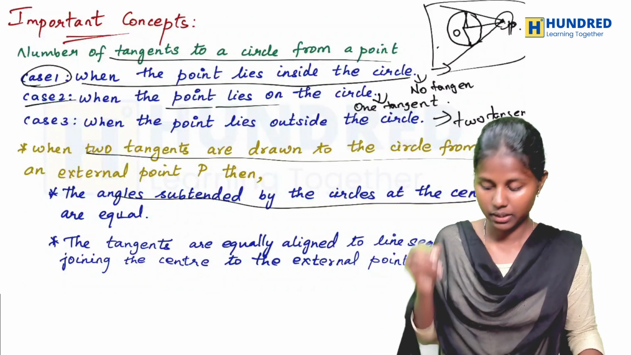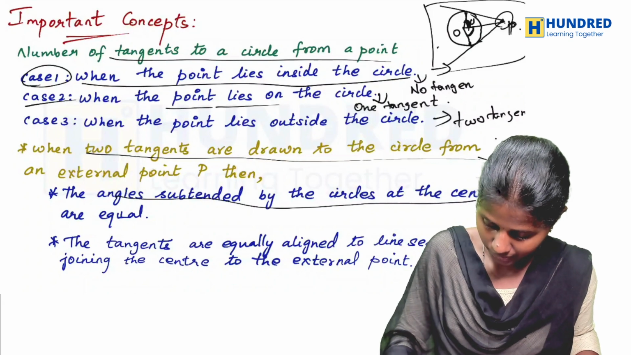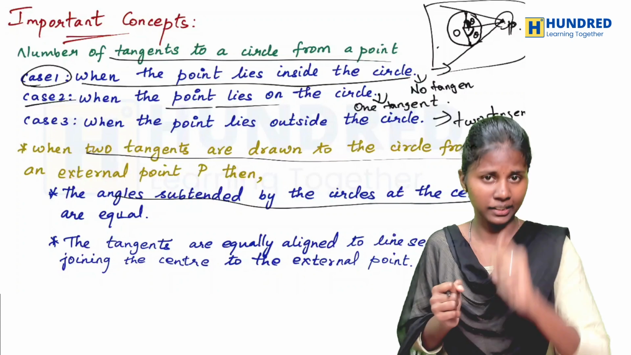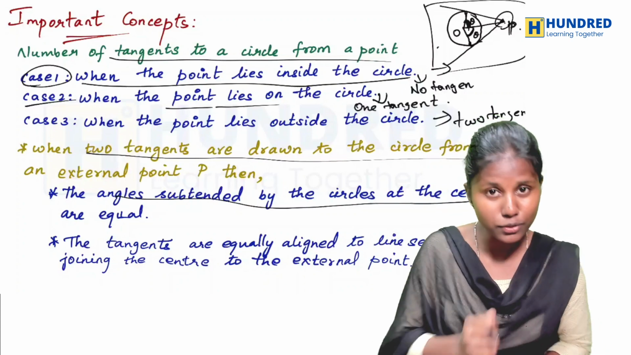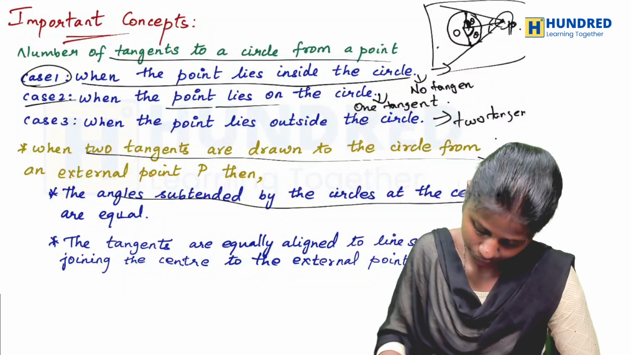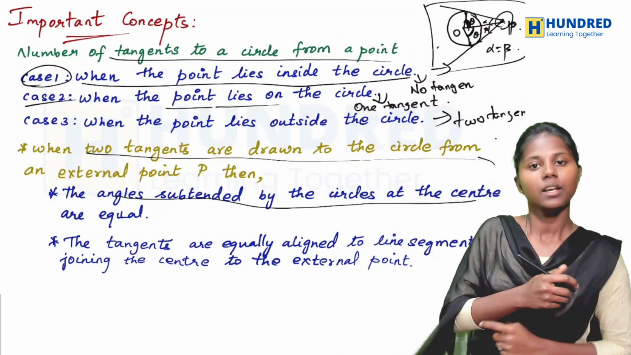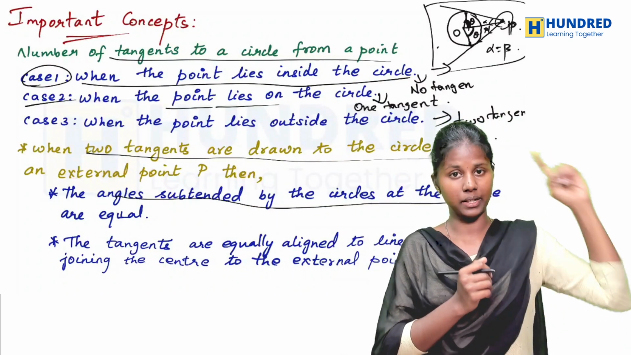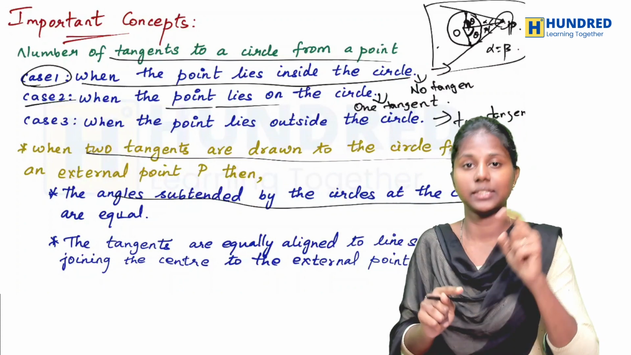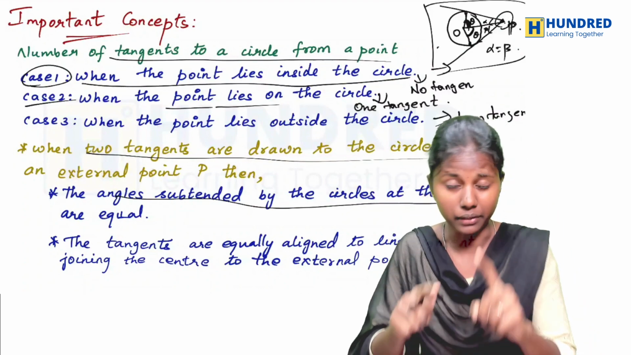This is the center. From the center to that point, it makes two angles which are equal. They are equal at the center, and it is also equal at that point, P. Alpha, beta, those will be equal. So, when tangents are drawn from an external point, the angles made at the center will be equal, and the angles made at the external point will be equal.